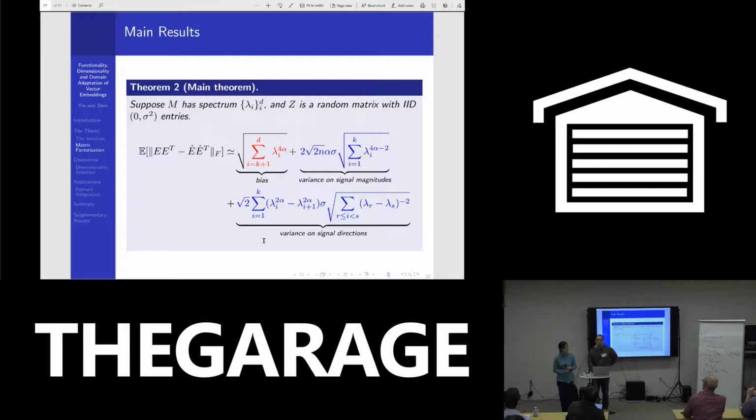So before you train the embedding, you have to specify at which dimensionality you want your embedding to be. It's a hyperparameter that goes into your training procedure.